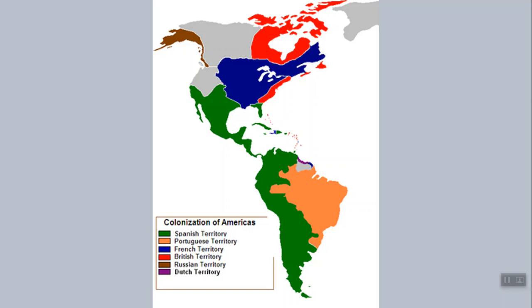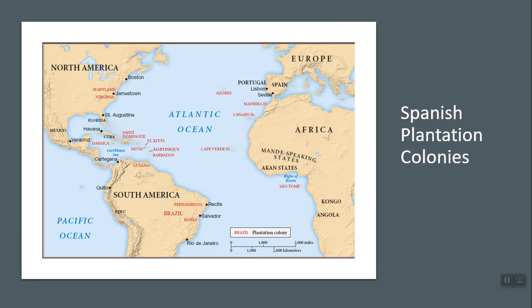So this map shows colonization of the Americas. You can see the green is Spanish territory, the peach there is Portuguese, blue is French territory, the British territory is red, the Russian territory is the brown, and then just that little bit of purple is the Dutch territory. Keep in mind that this map is pre-1763, so it's prior to the French and Indian War, where the British American colonies were just right on the East Coast.